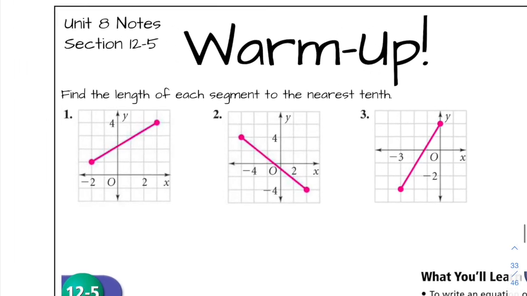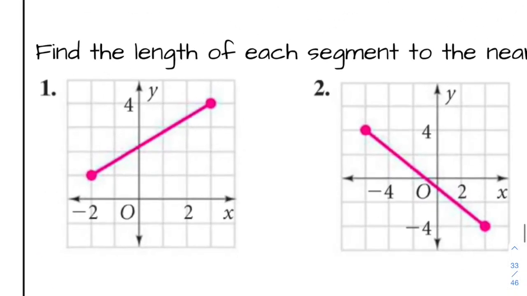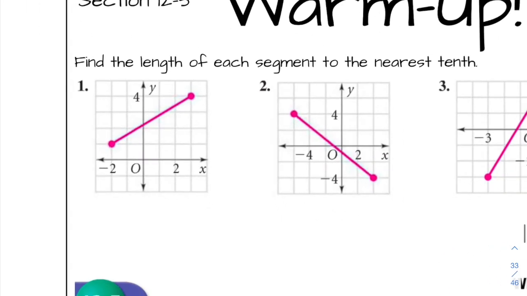In number 1, 2, and 3, we have a coordinate plane with what could be, think about this, a radius of a circle.